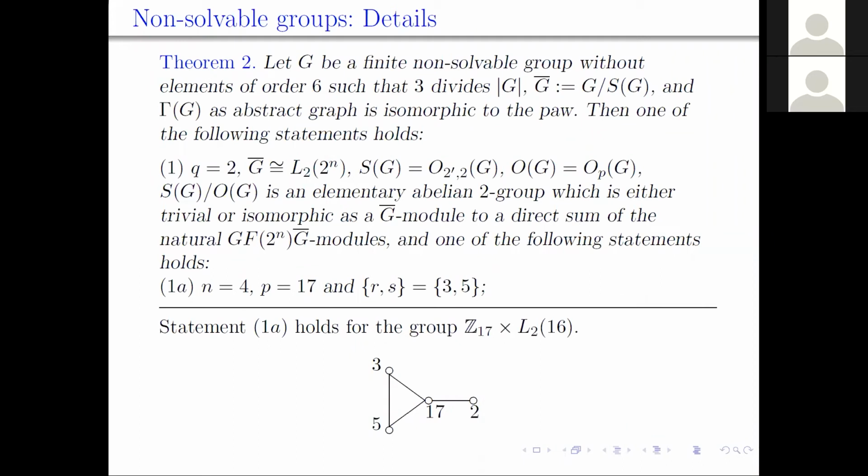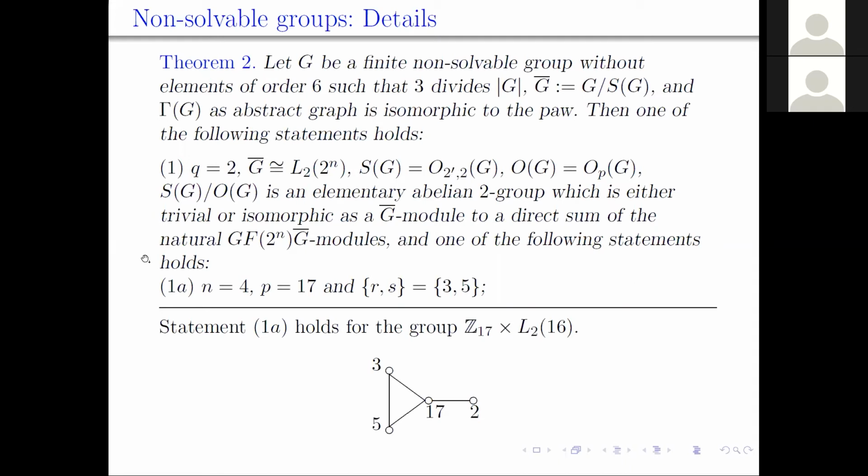The second result. Let G be a finite non-solvable group without elements of order 6 such that 3 divides the order of G and Gamma of G as an abstract graph is isomorphic to the PO. Then there exist 3 cases. The first case, Q equal to 2, and G dash is L2 of 2 to the power n, and the normal structure of G you can see on this slide.